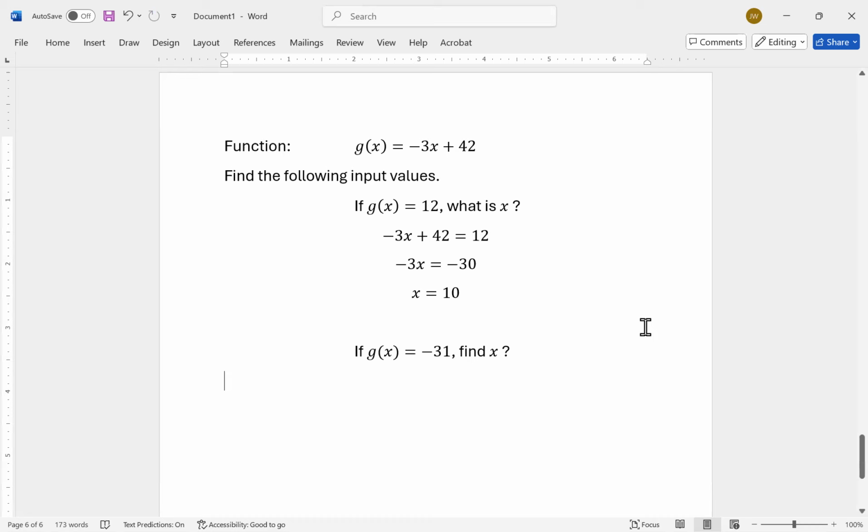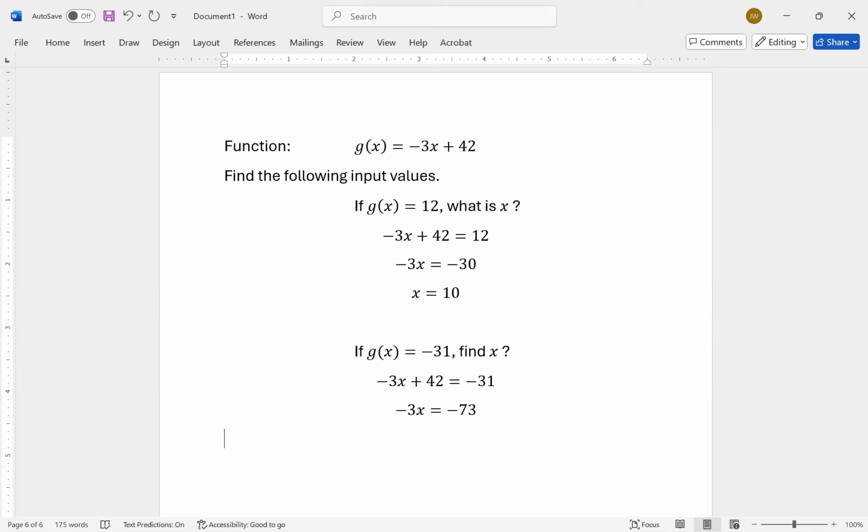Negative 31 is my output. Well, if I want to find the input that gives me the output of negative 31, I just set negative 3x plus 42 equal to negative 31. Then I would subtract 42 from both sides. The left-hand side then would become negative 3x. The right-hand side would become negative 73.